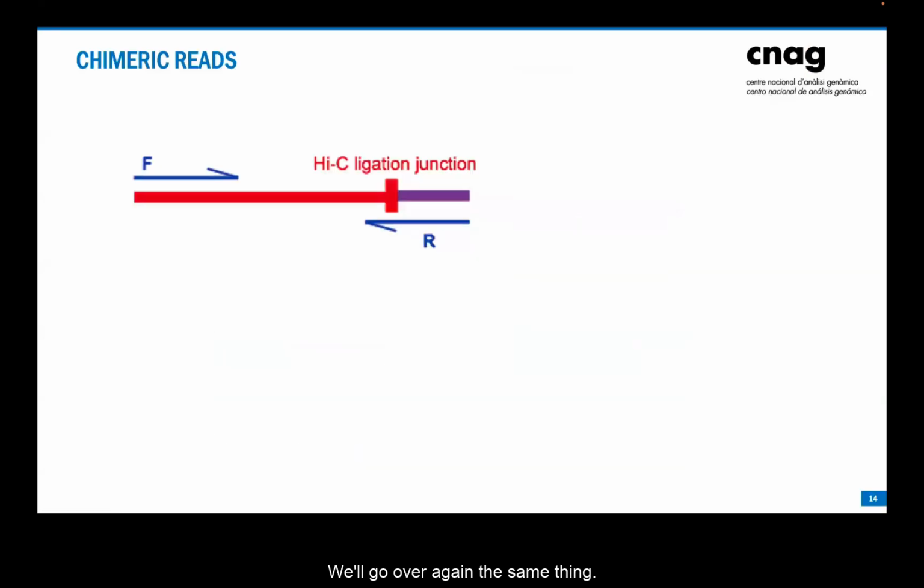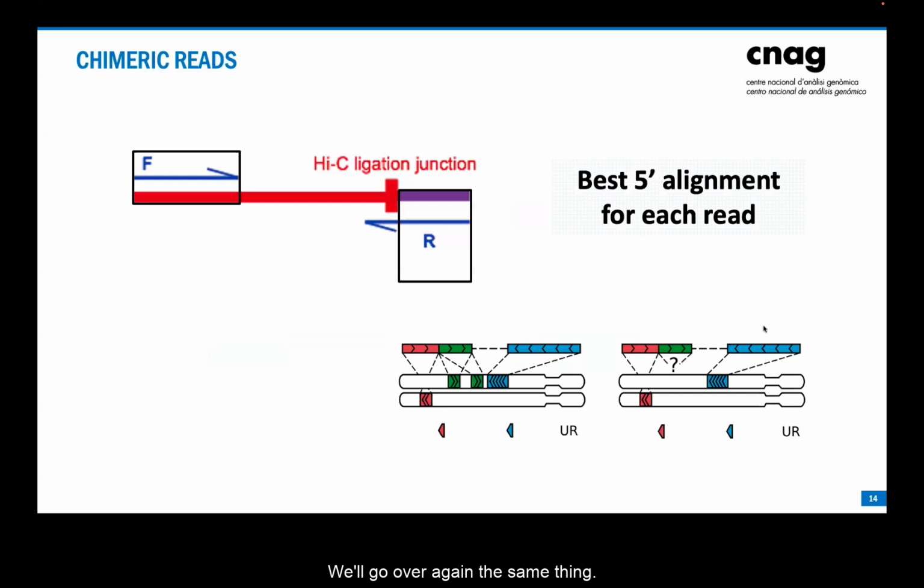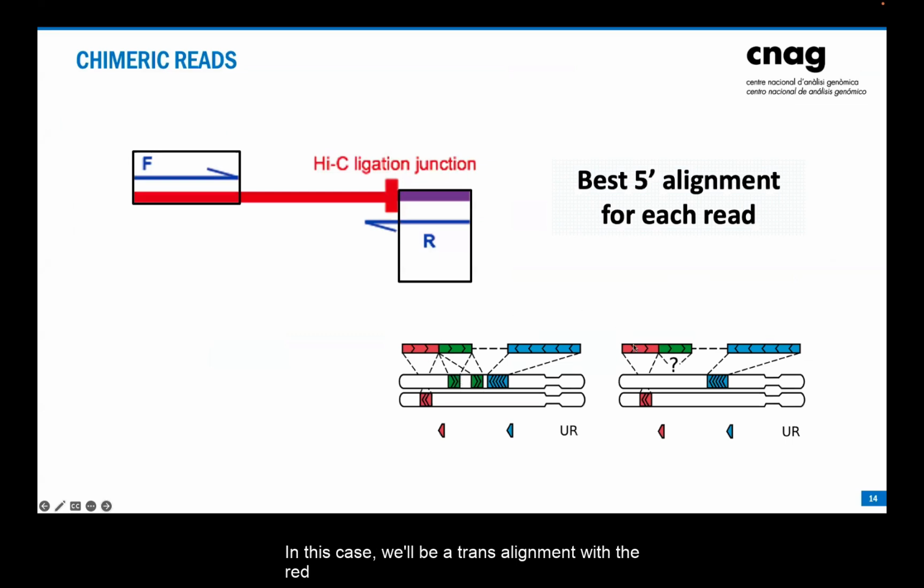We'll go over the same thing again. In this case, you will have a chimeric read that HiCap will truncate, but the Dovetail pipeline, using pairtools, a different program, will basically select the best 5' alignments. Okay. In this case, it will be a trans alignment with the red alignment mapping to one chromosome and the blue to a different chromosome.